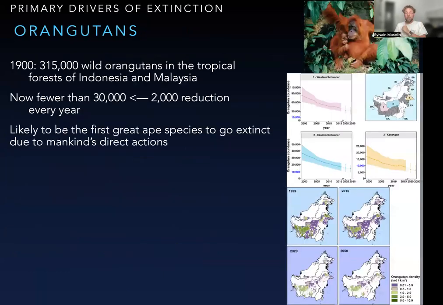Just to finally end this video, we'll talk about the case of the orangutan on Borneo Island. At the beginning of last century, there were about 300,000 wild orangutans living on those islands. Nowadays, there are less than 30,000 individuals left. So we are only at 10% of the initial population, and it's reduced by about 1,000 individuals every year. So it's expected to be the first ape to go extinct because of human activity.